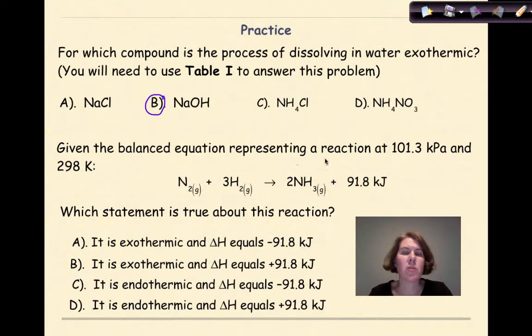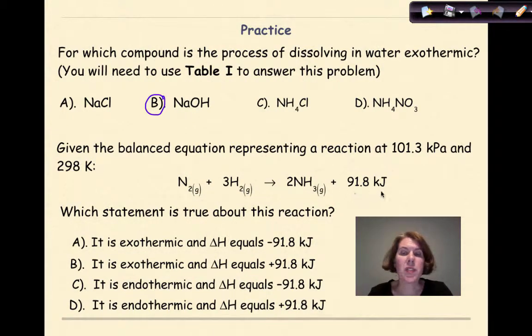Given the balanced equation representing a reaction at 101.3 kPa and 298 K, and here's our reaction, which of course we've already seen, we're very familiar with this. Which statement is true about this reaction? It's exothermic and the delta H equals negative 91.8 kilojoules. It's exothermic and delta H equals positive 91.8 kilojoules. It's endothermic and the delta H is negative 91.8. It's endothermic and the delta H equals positive 91.8.